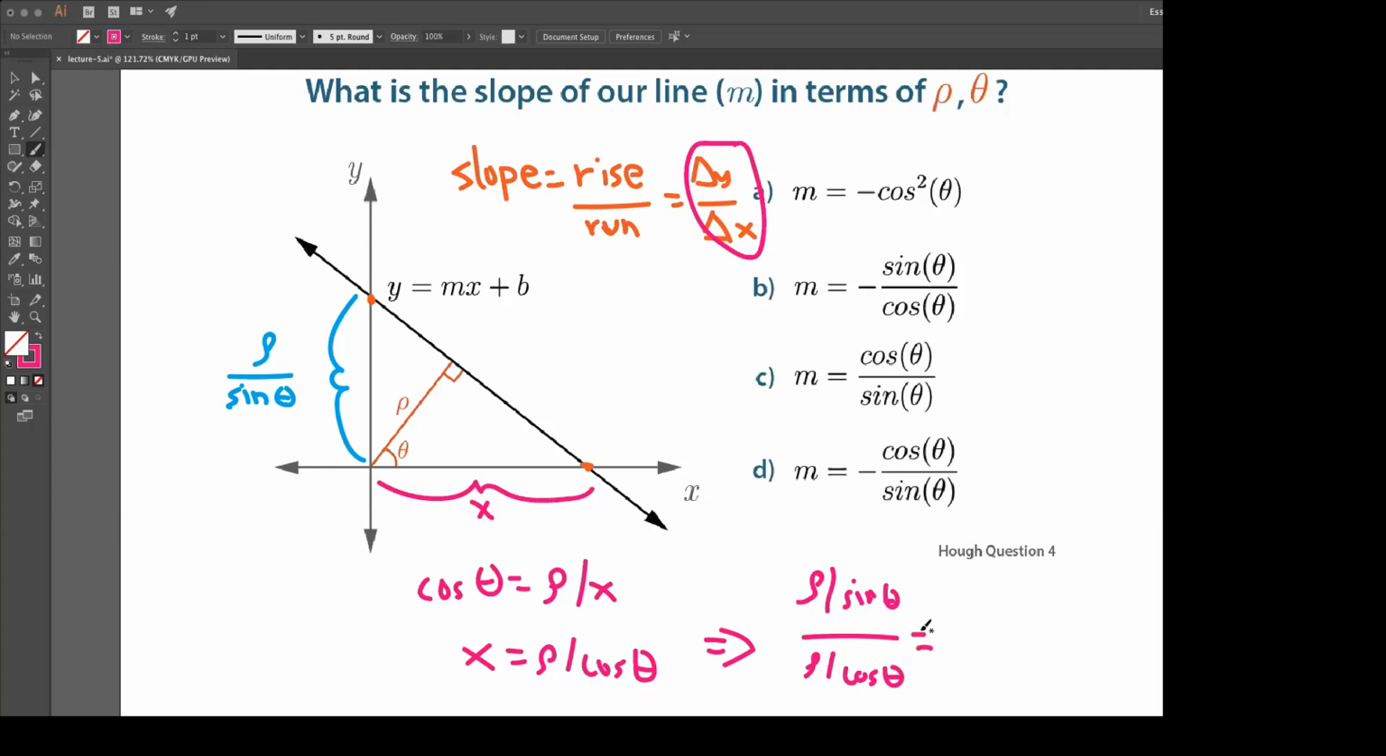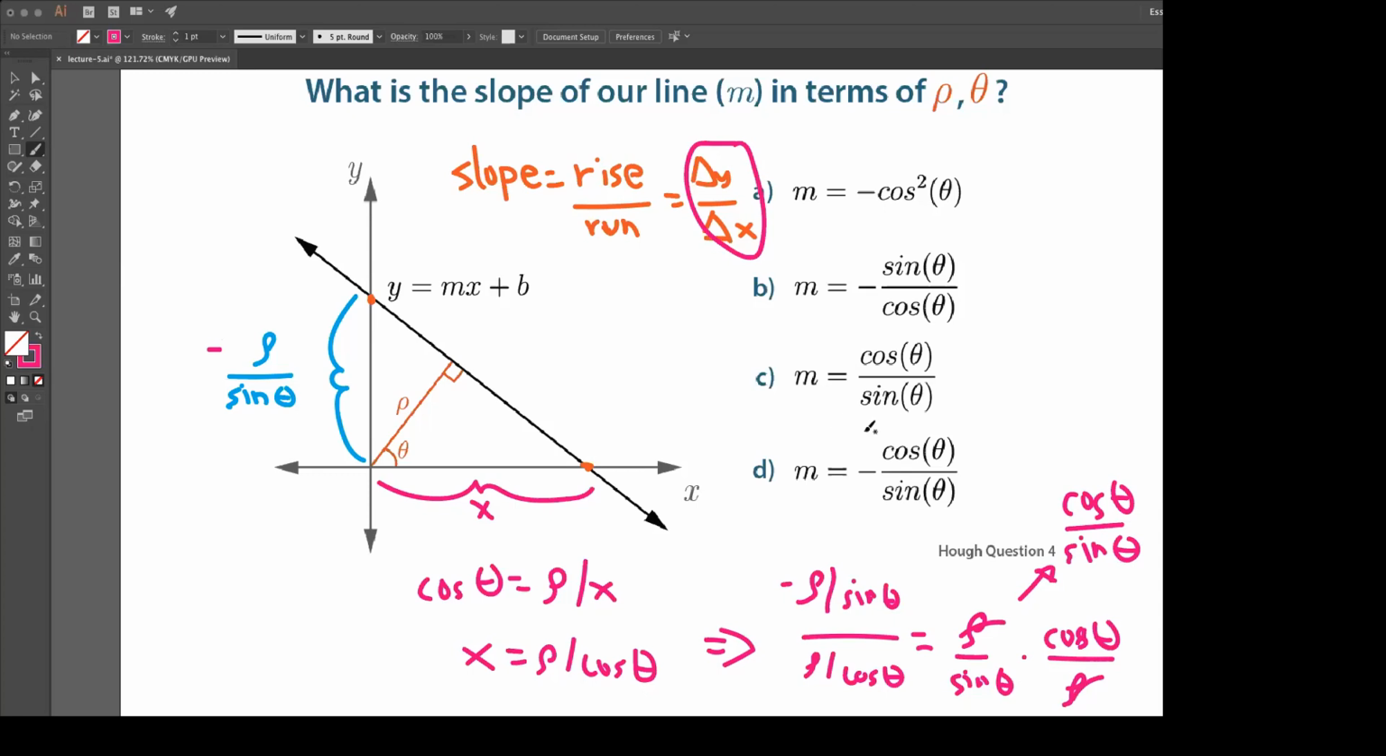The way I learned this in high school is you flip the bottom over. So this is equal to rho over sine theta times cosine theta over rho. My rhos cancel out, and I'm left with cosine over sine. Now, I believe we actually need a negative in here because it goes downhill. That's something I skipped over a little bit. I really should have put a negative from the beginning, because I believe the right answer is going to be D.